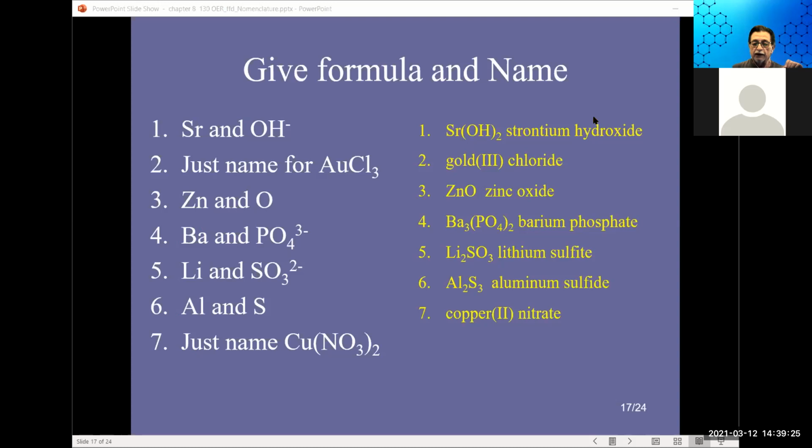Then aluminum sulfide, and then copper Roman numeral 2 nitrate. And again, as stated, you mix and match strontium with chloride, strontium with oxide, strontium with phosphide, strontium with sulfite or sulfate, strontium with sulfide, and so on and so forth. So you've again added some more compounds to your database.